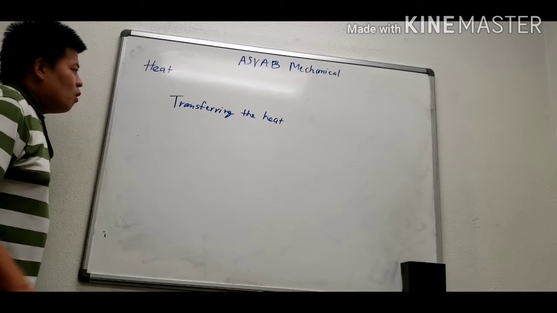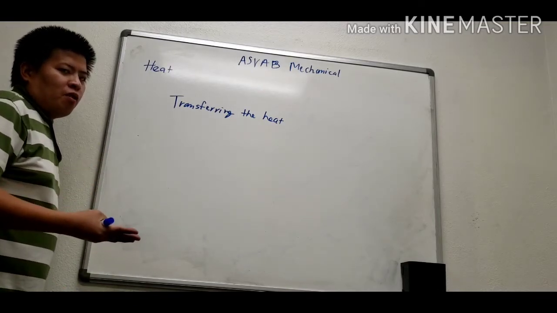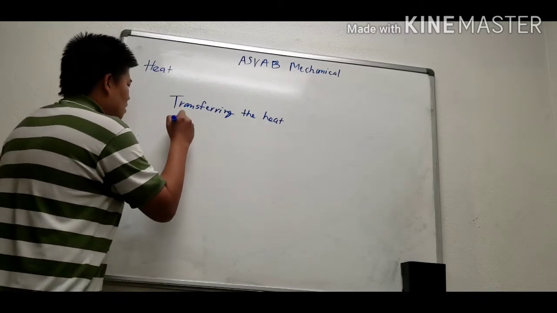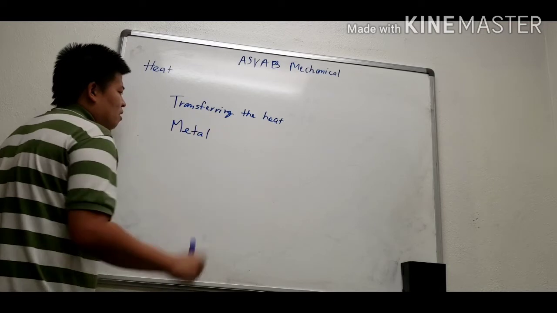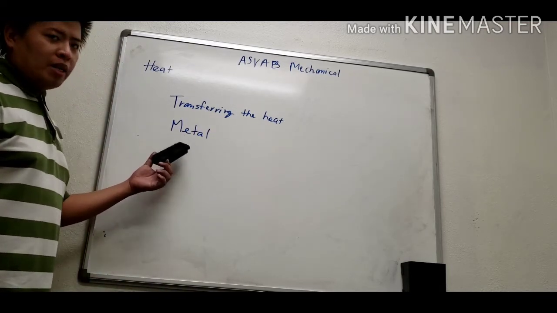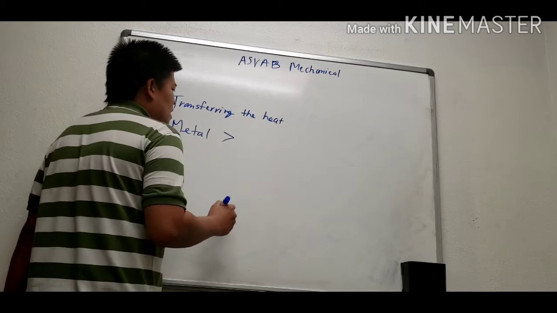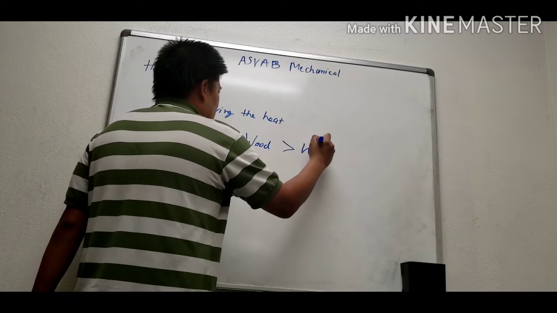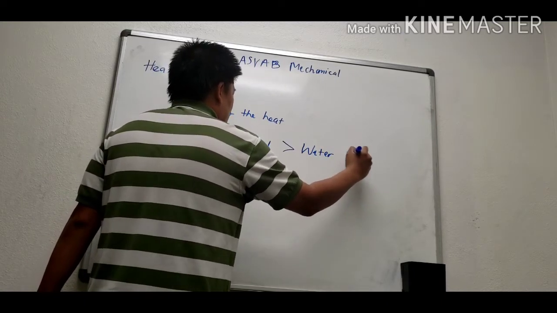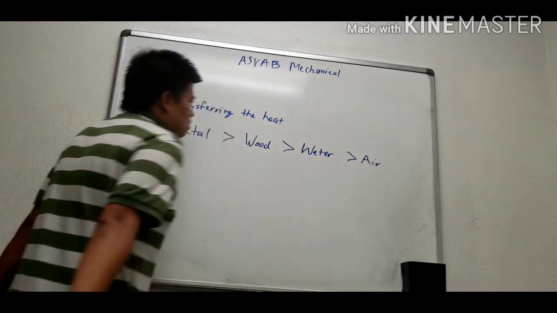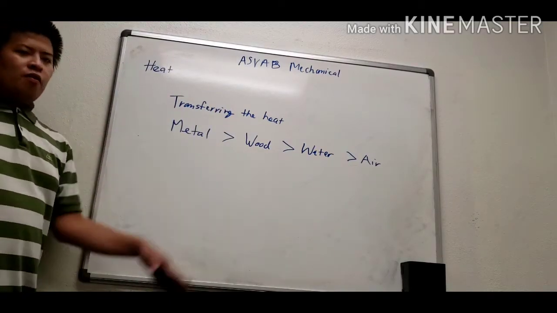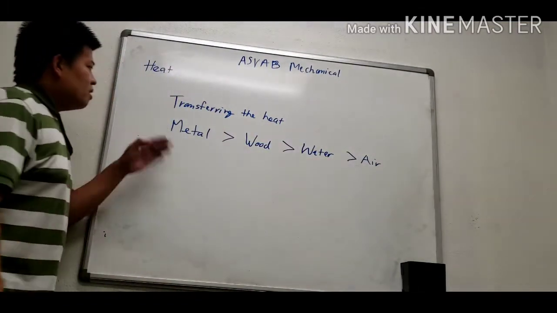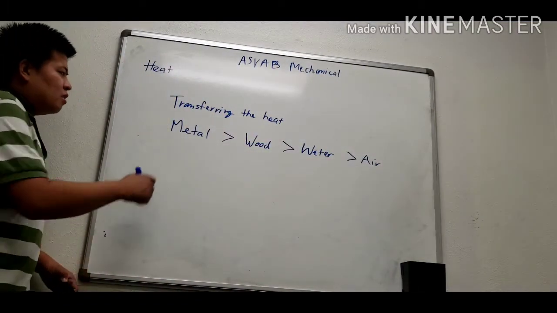On the ASVAB, they will ask which material can transfer the heat fast and slow. We know that the object that transfers heat the fastest is the metal. Then the wood, then the water, then the air. So you just learn these four materials like this: metal, wood, water, and air. Which one transfers the heat the fastest? That's the metal.